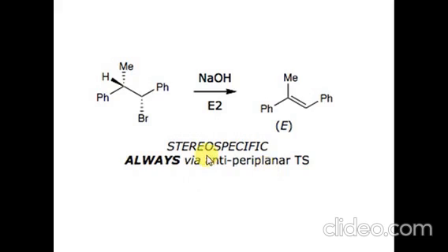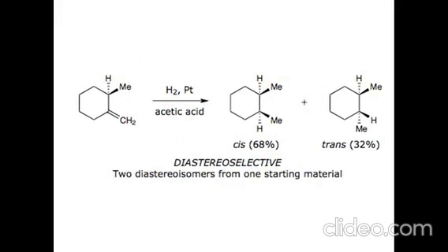If we cannot get an anti-periplanar transition state, E2 elimination cannot occur. Here again we don't have any other option, so the reaction is considered stereospecific. Why stereospecific? Because the reaction has to assume an anti-periplanar transition state. Without it, the reaction will not occur. So this reactant will only yield the E product. It cannot yield the Z product. This is an example of a stereospecific reaction in which we don't have any other option.